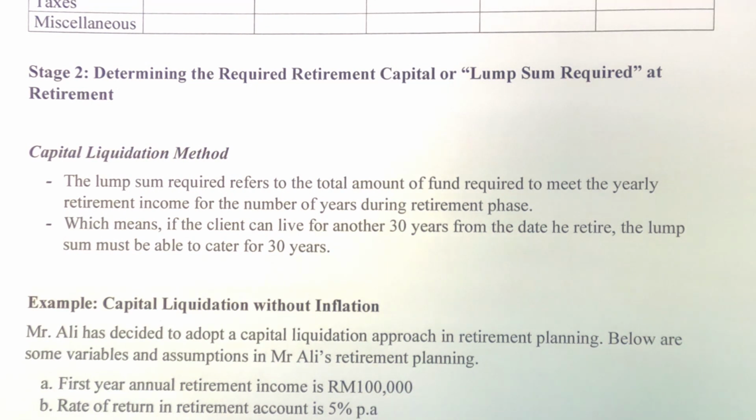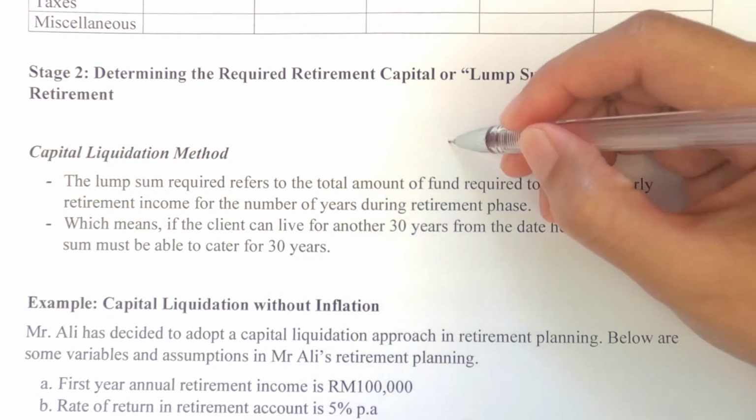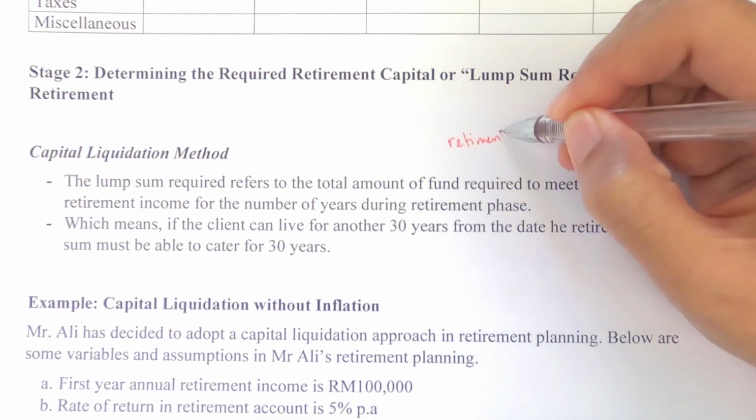Now we are in stage 2, where we are going to determine the required retirement capital or lump sum required, and in this case we can use the capital liquidation method. In this method, the lump sum required refers to the total amount of funds that we need to meet the yearly retirement income for the number of years during the retirement phase.